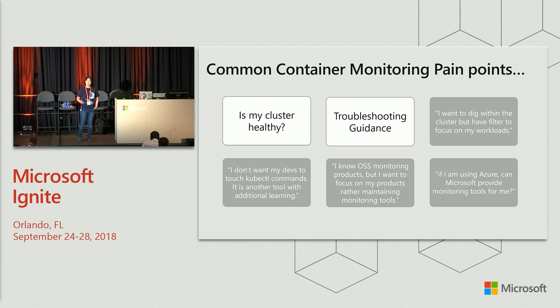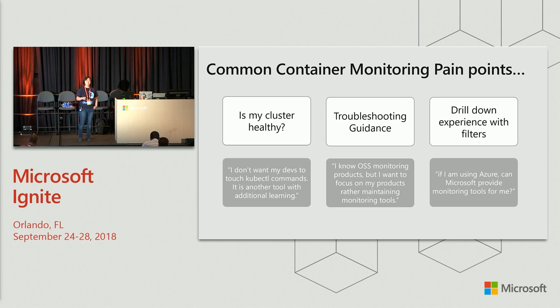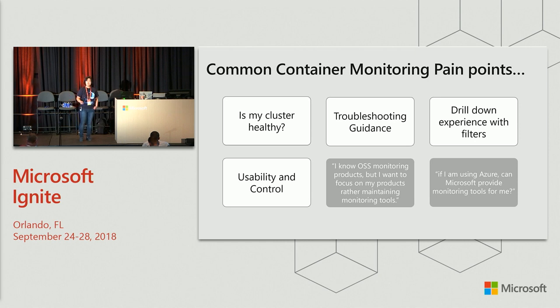And again, this is a cluster. You want to dig in and go inside, but at the same time I want to filter it so I just look at my workload. So give me a drill-down experience with a filter. Also, in the past, when Kubernetes started, there was no RBAC. Now there is. How do I have my developers not use kubectl? I've seen kubectl itself destroy my cluster or cause issues with it. So again, usability and control.